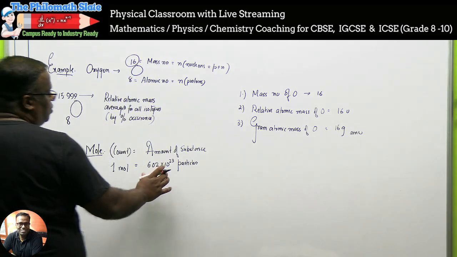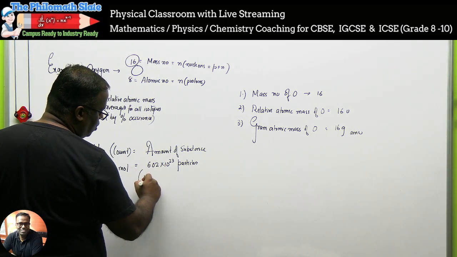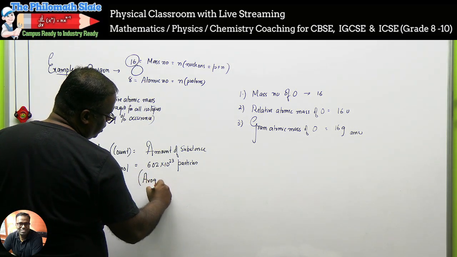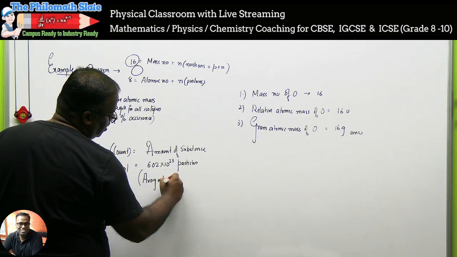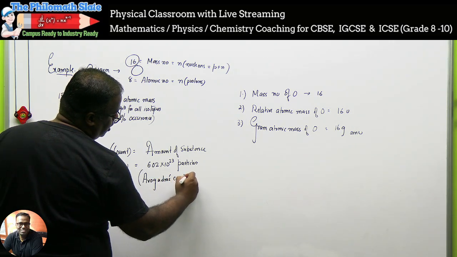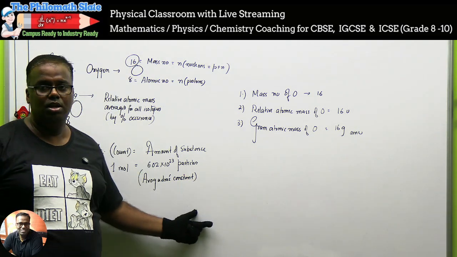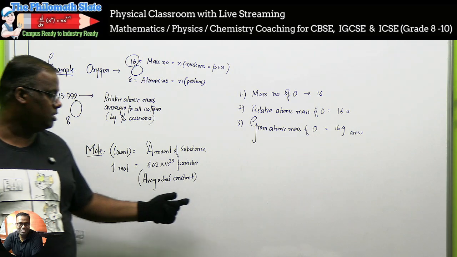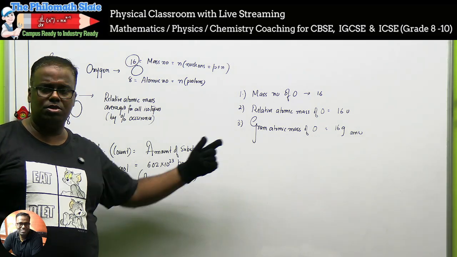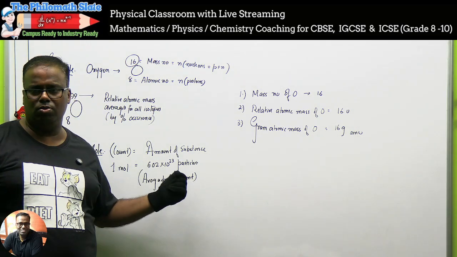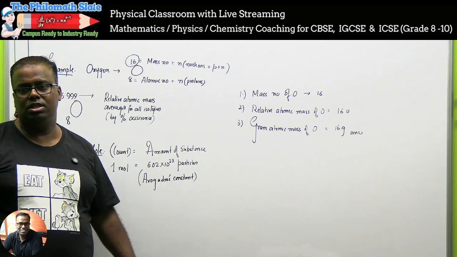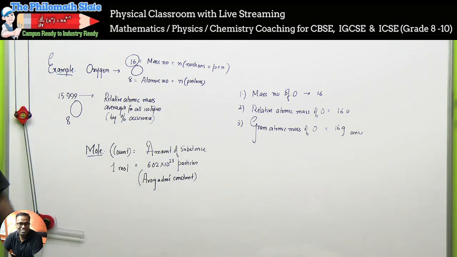And this 6.022 into 10 to the power 23 is also known as Avogadro's constant. Now Avogadro has nothing to do with this constant. This is just named in his honor. Avogadro is an Italian chemist, Amedeo Avogadro. He did work in stoichiometry, but this number has nothing to do with him; it is only to give him respect that it is called Avogadro's constant. Okay?